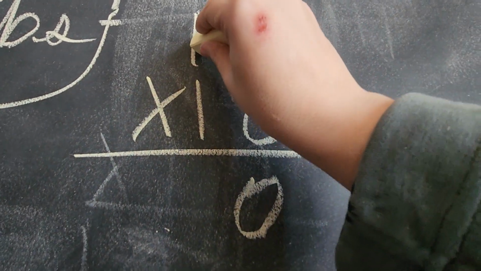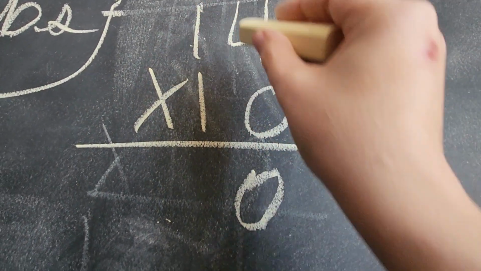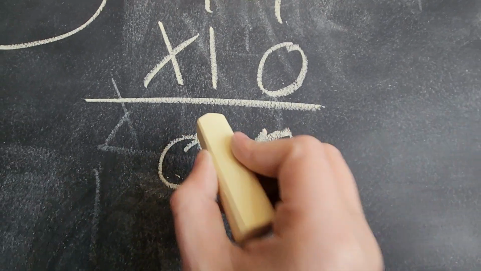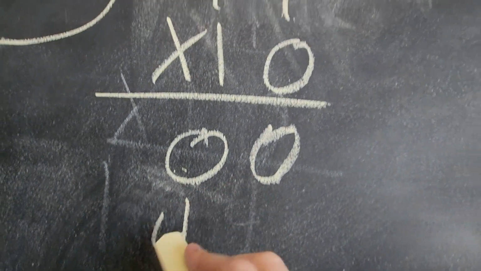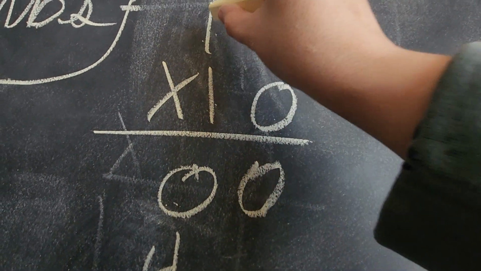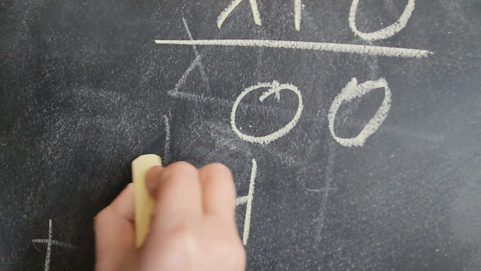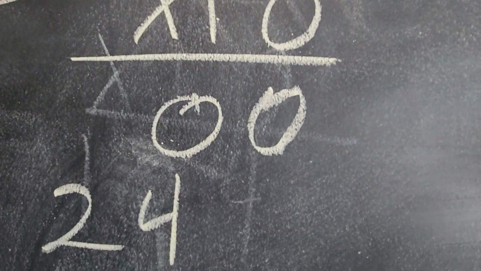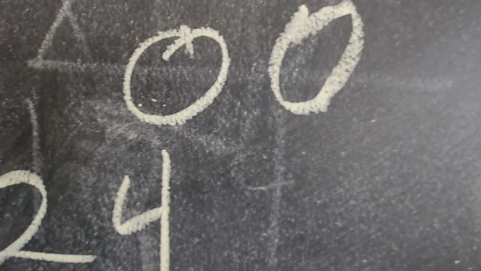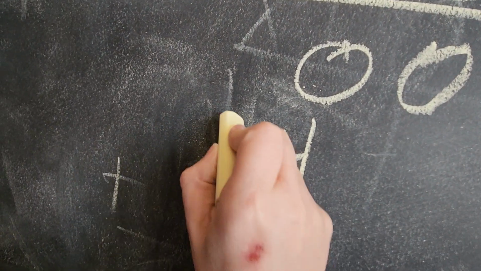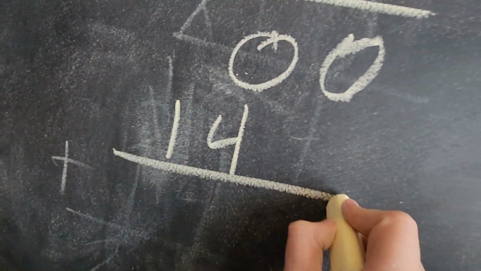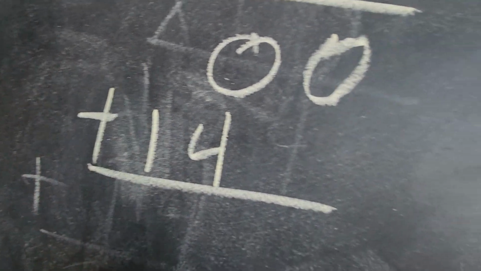And then nil times 1 is nil. And then 1 times 4 is 4. And then 1 times 1 is 2. No, 1 times 1 is 1. I don't know why I'm thinking 2. 1 times 1 is 1. Because 1, and you have it 1 time, that's only 1. So that's 1. And you add these up.